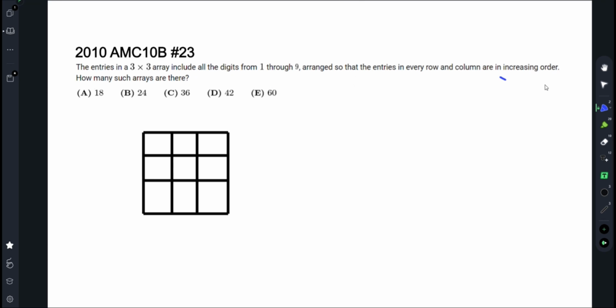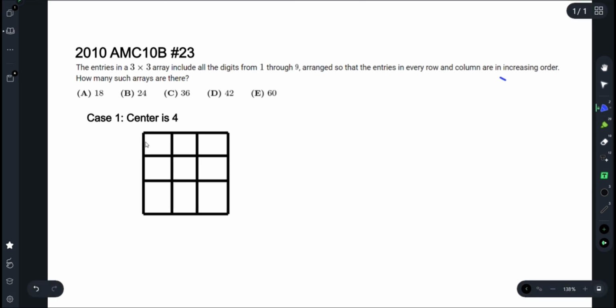Okay, so we can split this into 3 cases, and so we can start with case 1, which is center is 4. So the digits 1 and 9 are fixed, and 2 and 8 have to be here or here. Let's just assume it's here for this problem. And we can always just multiply by 4.